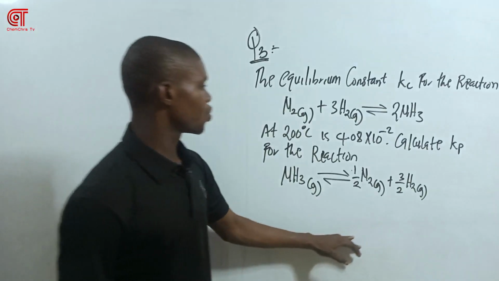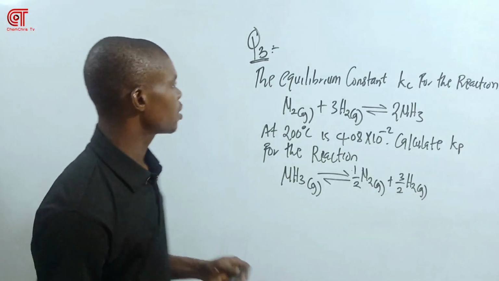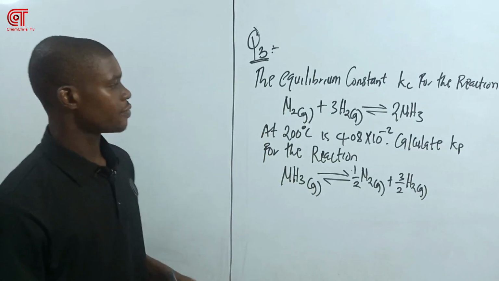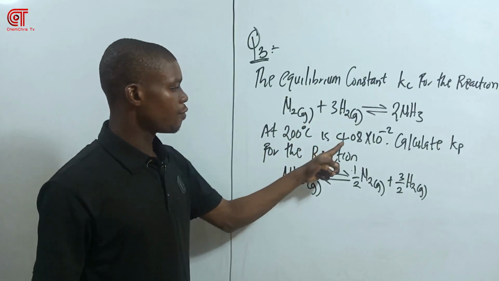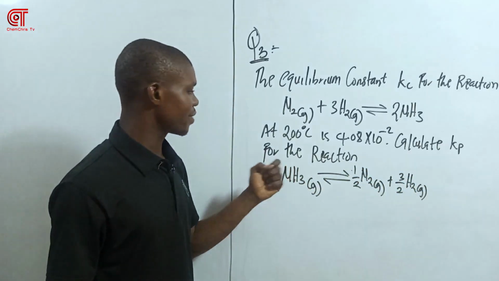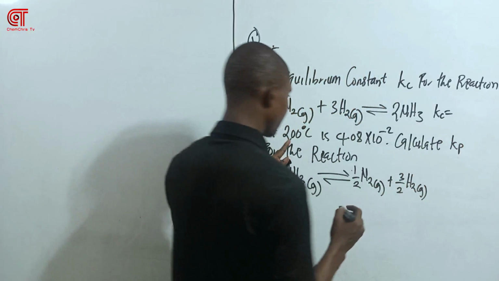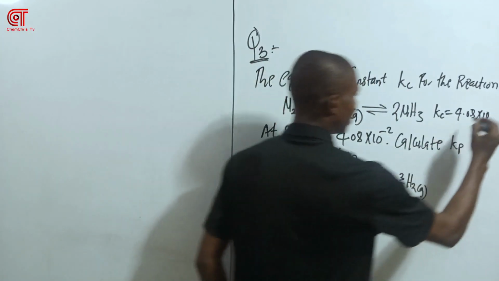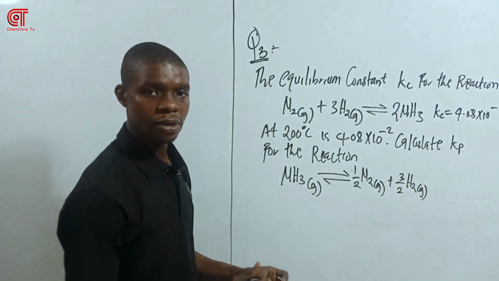Again, now look at the third one. This one is a little bit more technical or complex than what we have done here, so you must pay close attention. Let me divide the board here. They say that the equilibrium constant Kc for this particular reaction is 4.08 times 10 to the minus 2. Calculate the Kp for this reaction.